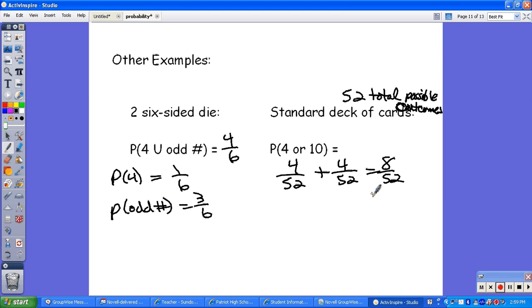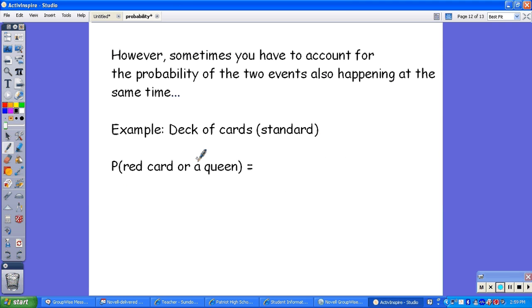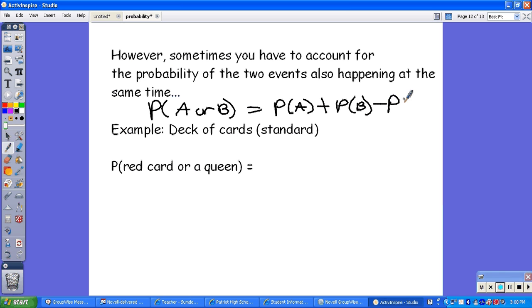All right. Now, you still have one more instance that we do need to account for, and that's what happens when you have two things that can happen at the same time. And this one with the cards is a great example. So the way the formula works, it's P of A or B is equal to P of A plus P of B minus P of A and B.